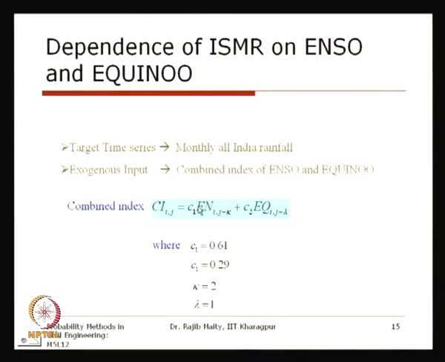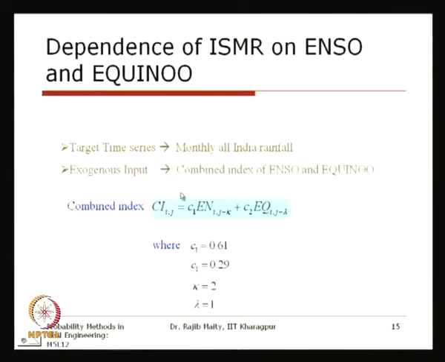For the detailed discussion you have to refer to one journal paper that I will tell you later. For this one, there are two time series that have been taken, so the problem is basically bivariate here. The monthly all India rainfall is one time series, and the other one is the combined index between this ENSO and EQUINOO. ENSO is the El Nino Southern Oscillation for the tropical Pacific Ocean, and EQUINOO is the Equatorial Indian Ocean Oscillation, which is an atmospheric phenomenon over the tropical Indian Ocean.